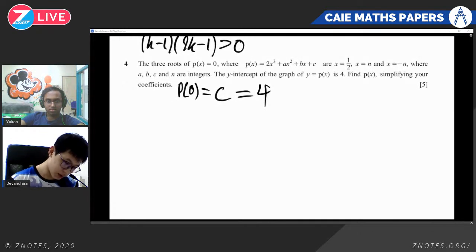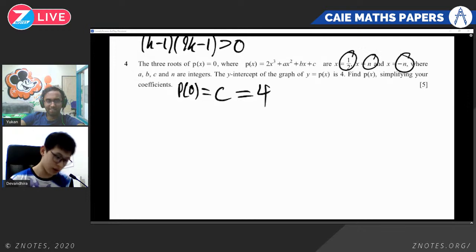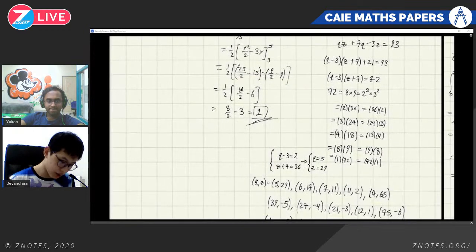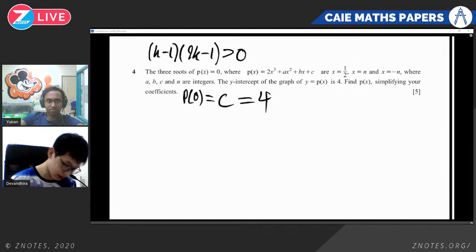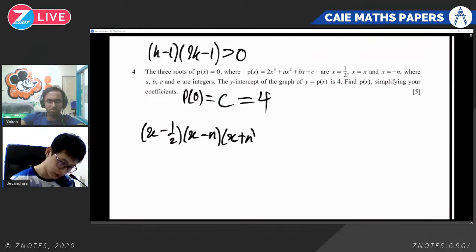Okay. So they said that the roots of the function are 1/2, n, and minus n. Correct? That means we technically can factor this function as (x minus half)(x minus n)(x plus n). This has to be equal to 2x cubed plus ax squared plus bx plus c, which is 4.